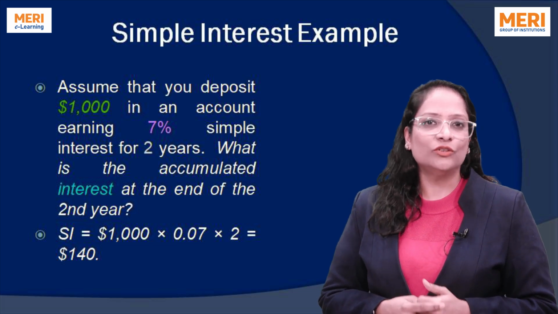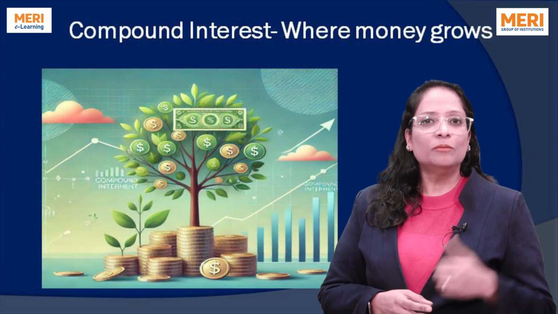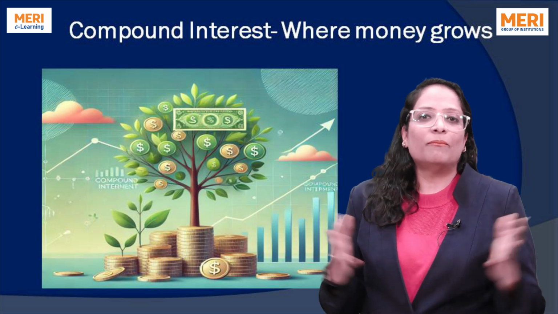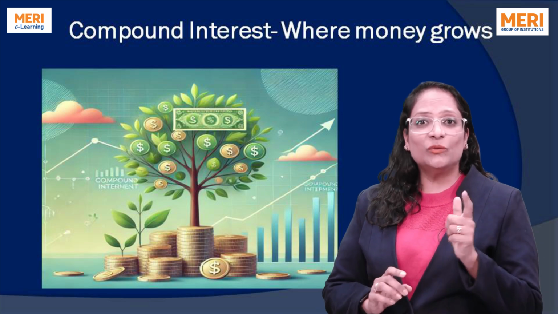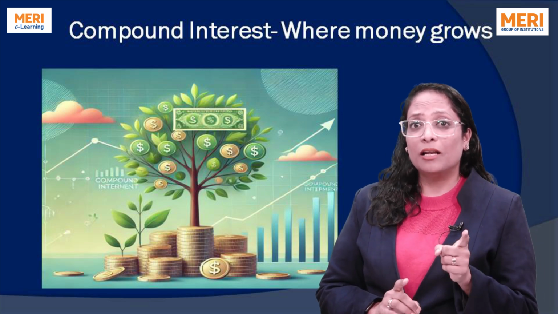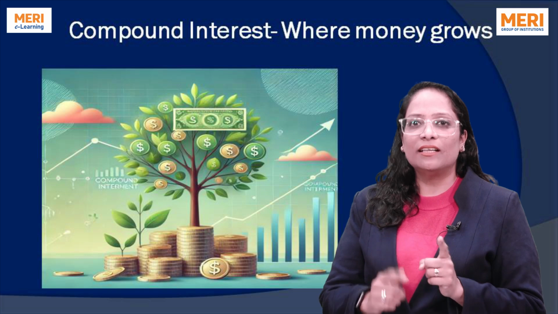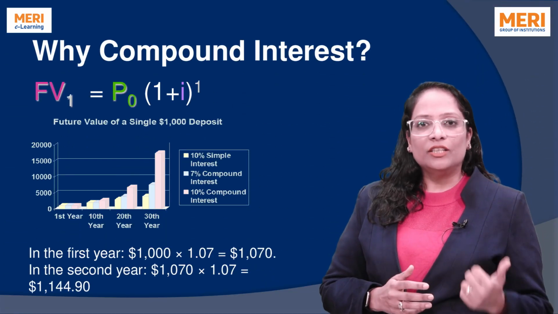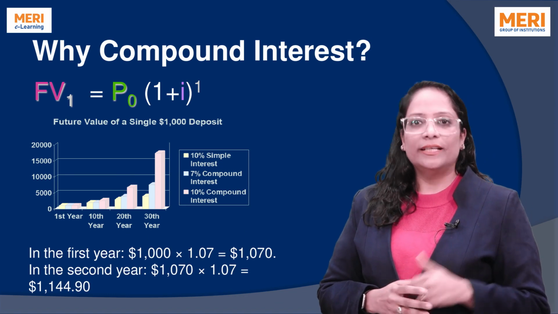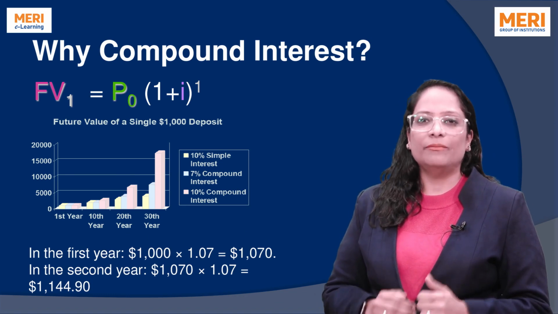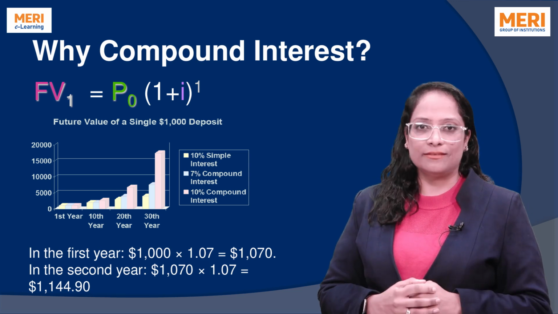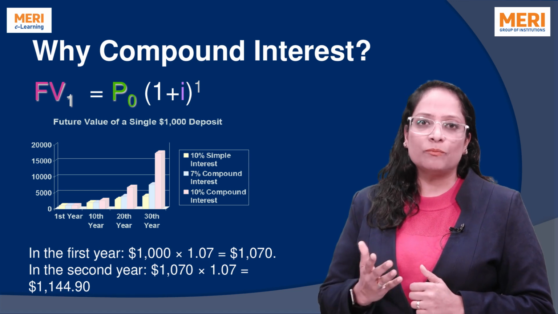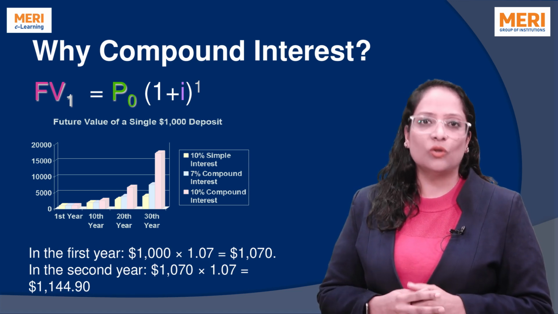that is $1,140. Now, moving ahead to the second part, compound interest, it is where the magic happens. Here, you will earn not only interest on the original amount, but you will also earn interest on the previous periods. Let's take the same example, where you have deposited $1,000 at 7%, but this time at compound interest for 2 years. So, in the first year, you will get $1,000 plus 7%, that is $1,070.